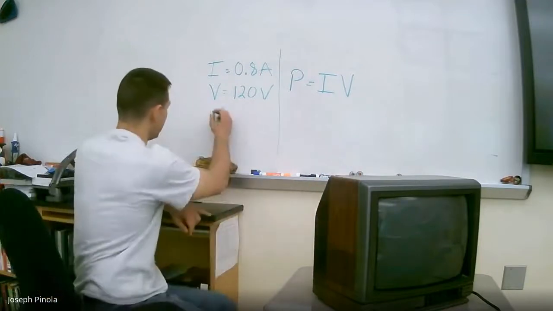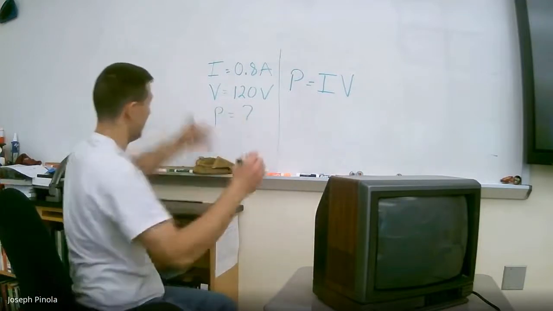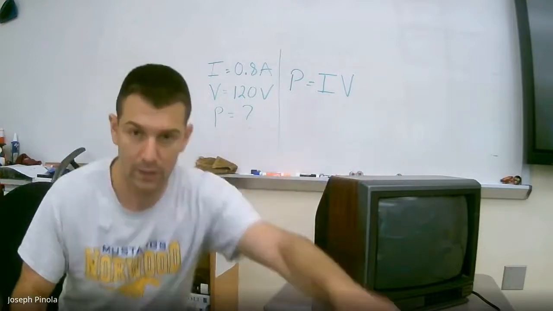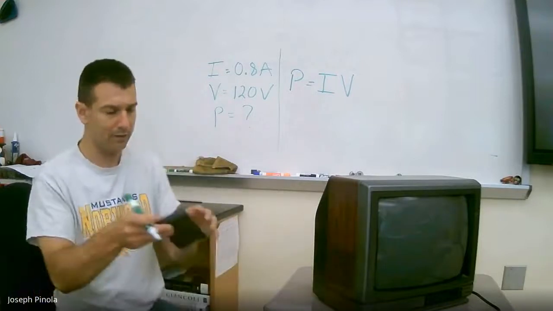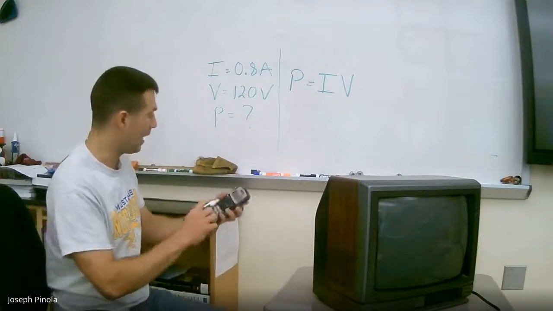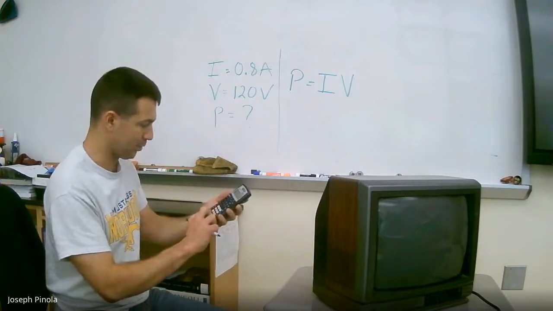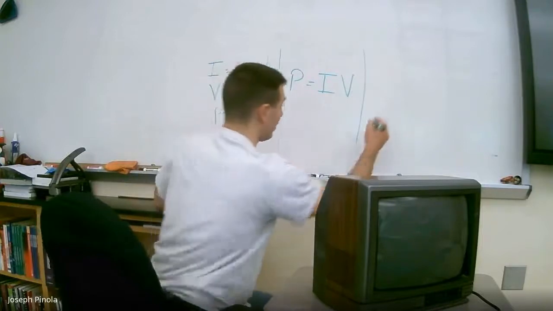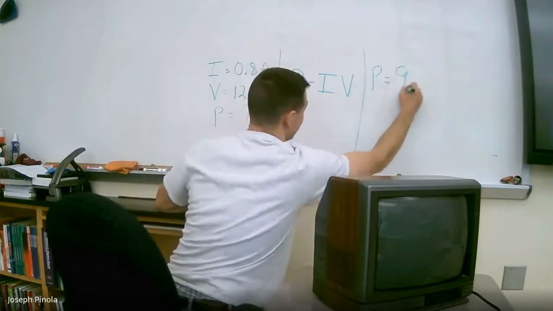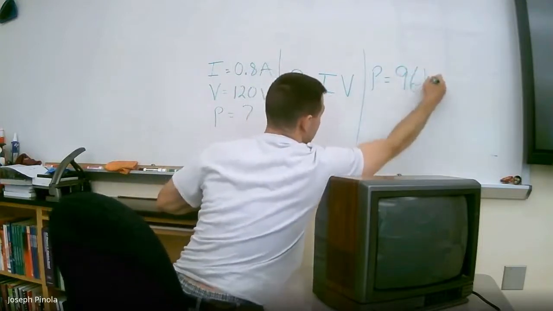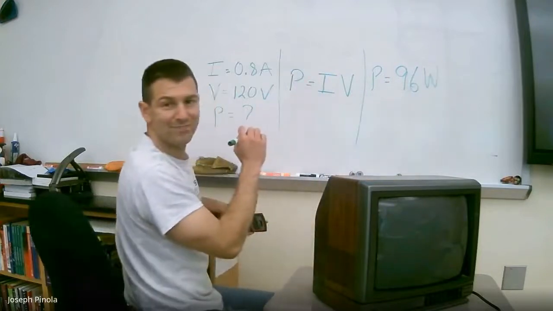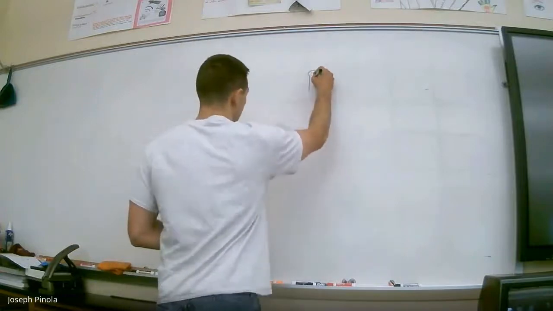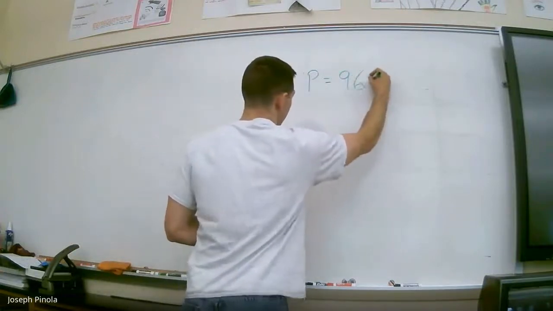So we can certainly find the power now that we know the current and the voltage from the information that was on the back. Let's do that. I'll take out my calculator. And if I do I times V, 0.8 times 120, I'm finding that the power of this particular model of television is exactly 96 watts. So the power of our old television is 96 watts.